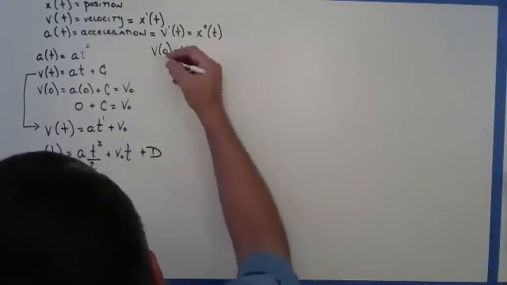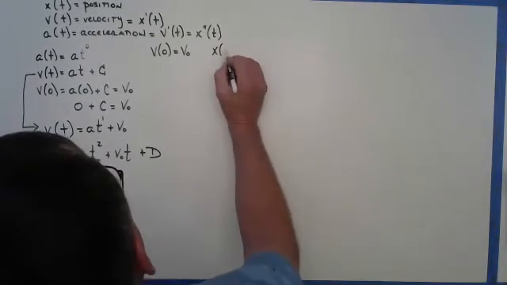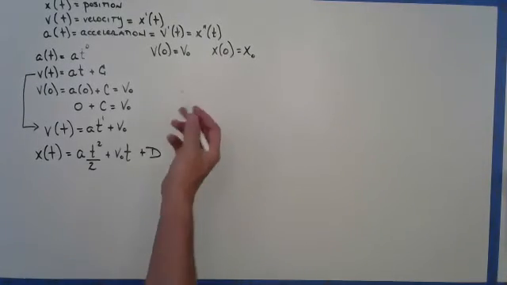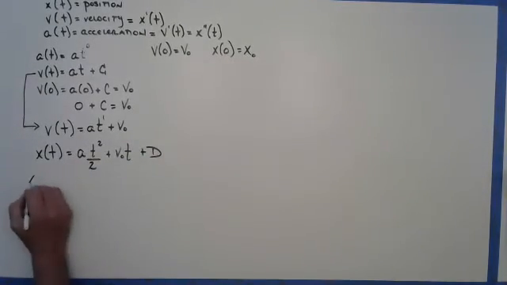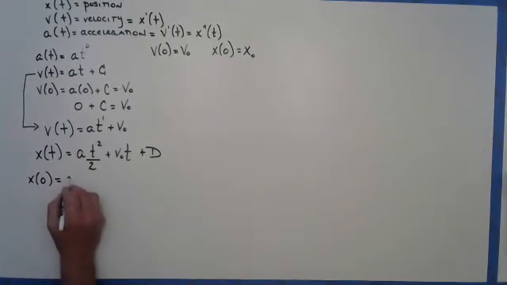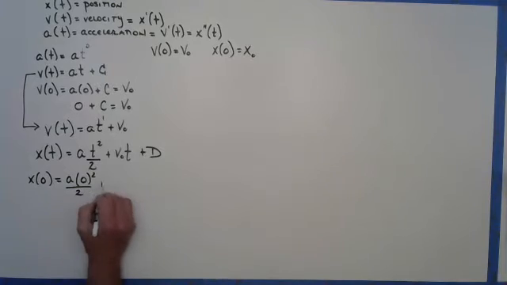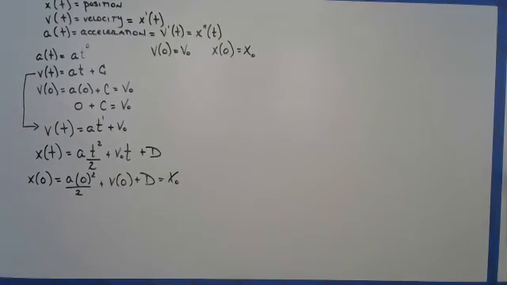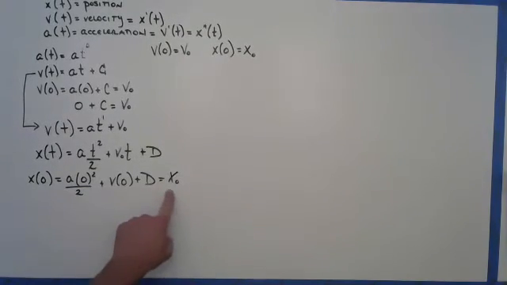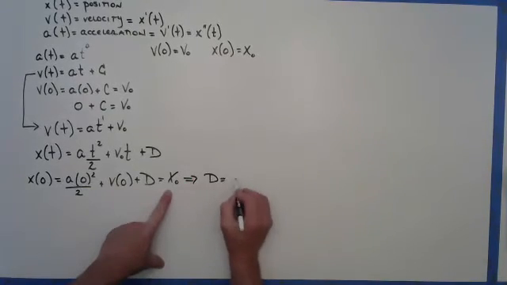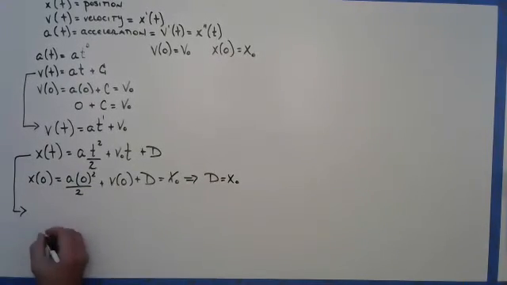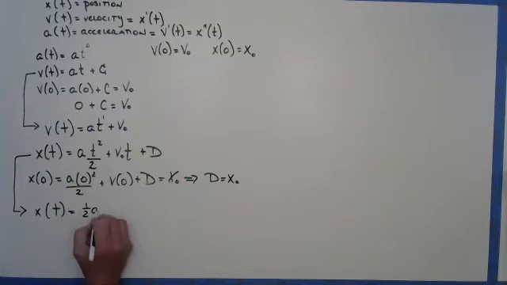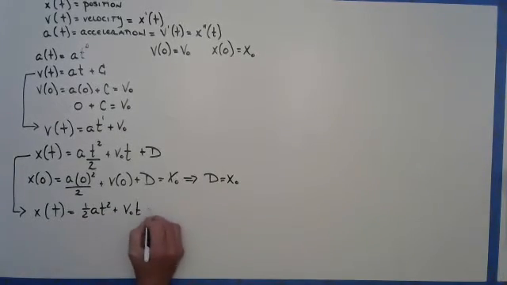Normally, what they tell us in these kind of physics problems is that our position at time 0 is called x sub 0, our initial position. And if we plug this in, we get x at 0 is equal to a times 0 squared over 2 plus v naught times 0 plus d, and that's supposed to equal initial position. Well, that's 0, that's 0, so d equals x naught. Which means we can rewrite this equation like this. This is x of t equals 1/2 a t squared plus v naught t plus x naught.